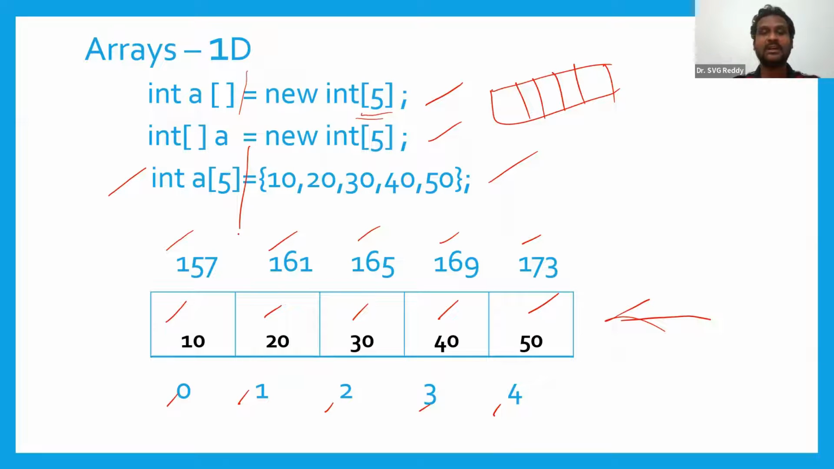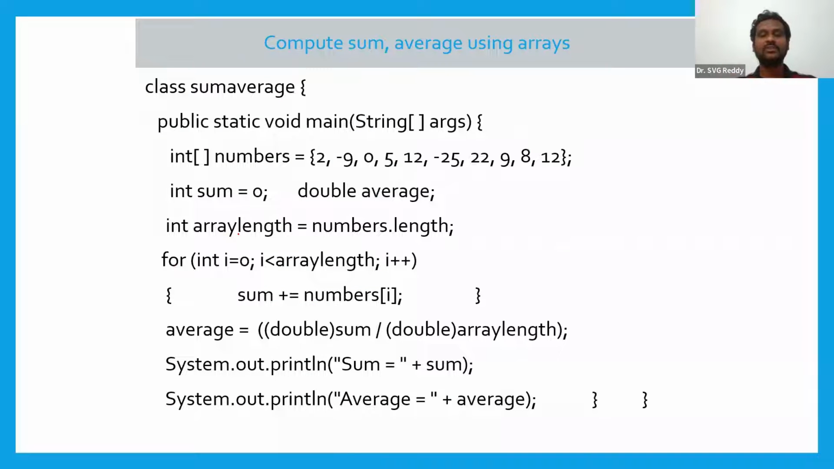Arrays, of course, the array is created, and then the elements are initialized. Okay. So if you see the small program here, to understand arrays in a simple way, we have the class Sum Average, of course, and public static void main, and then see, we have initialized the array like this, with 10 elements. You can see 2, minus 9, 0, 5, 12, like that. So 10 elements are there. We've taken some variables.